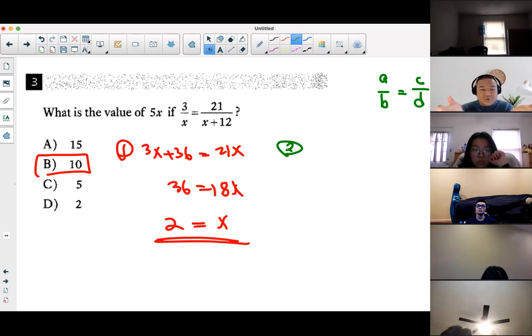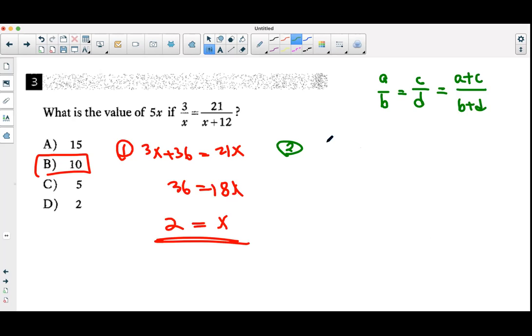Meaning this applies for subtractions as well. Why am I giving you that? Watch this. 3 over x is equal to 21 over x plus 12. Would you agree? So I'm going to subtract 3 and x. What do I get, guys? 21 minus 3 over x plus 12 minus x. What do I get? I get 18 over 12.